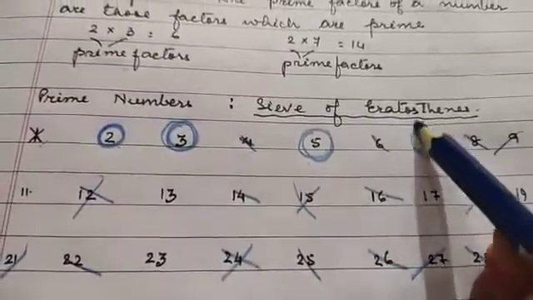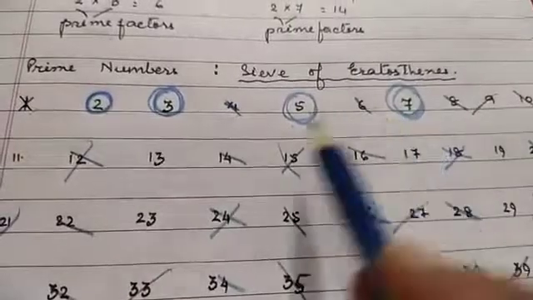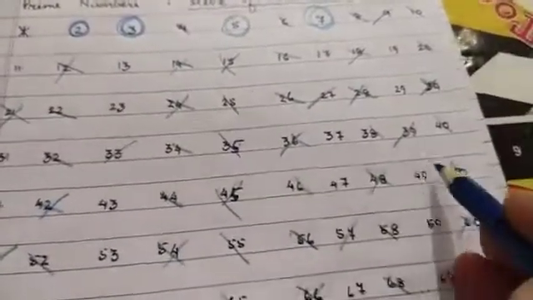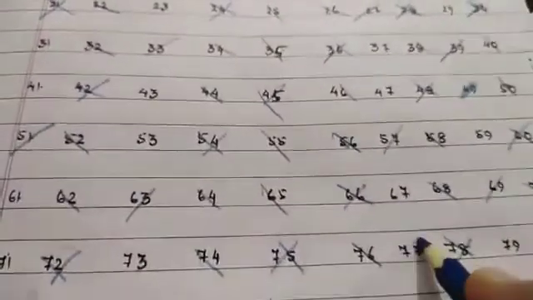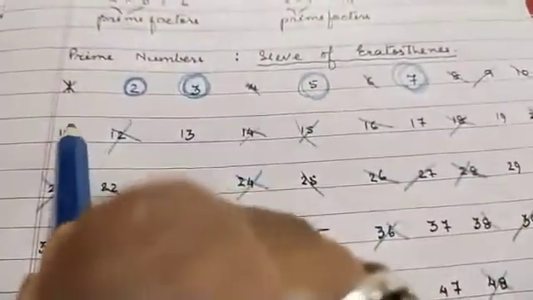Okay. So the next number now is 7. So circle 7 and all multiples of 7 you are going to cancel now. 7 2s are 14, 3s are 21, 4s are 28, 5s are 35, 6s are 42, 7s are 49, 8s are 56, 9s are 63, 70, then 77, then 84, then 91. Okay, then 98. Cancel.